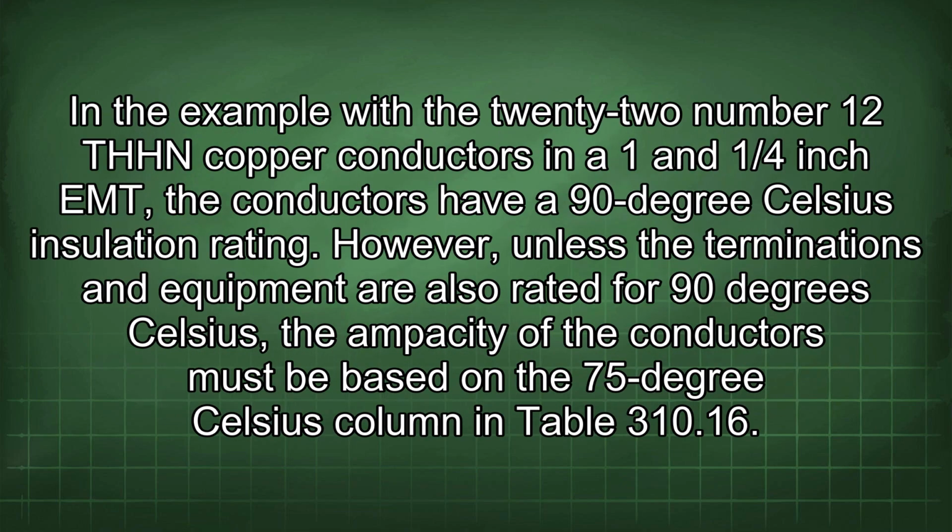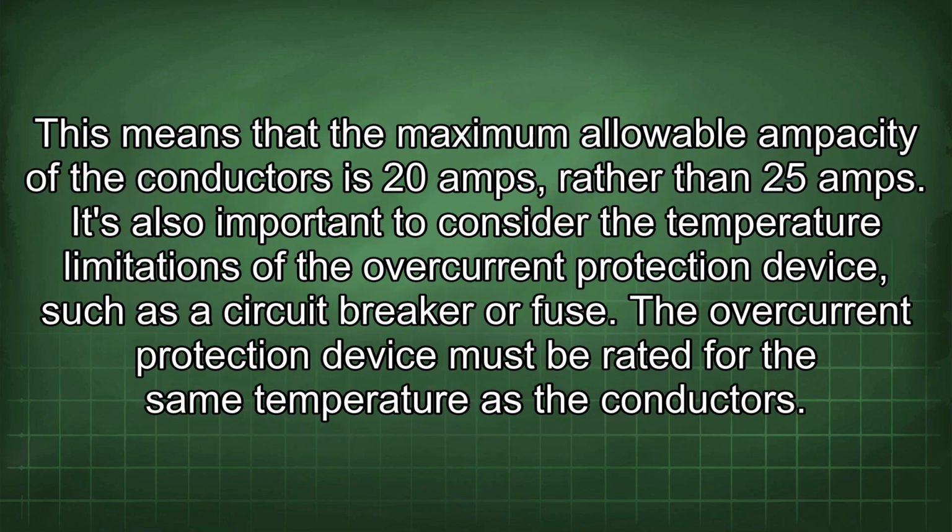In the example with the 22 number 12 THHN copper conductors in a 1 and 1/4-inch EMT, the conductors have a 90 degrees Celsius insulation rating. However, unless the terminations and equipment are also rated for 90 degrees Celsius, the ampacity of the conductors must be based on the 75 degrees Celsius column in Table 310.16. This means that the maximum allowable ampacity of the conductors is 20 amps, rather than 25 amps.